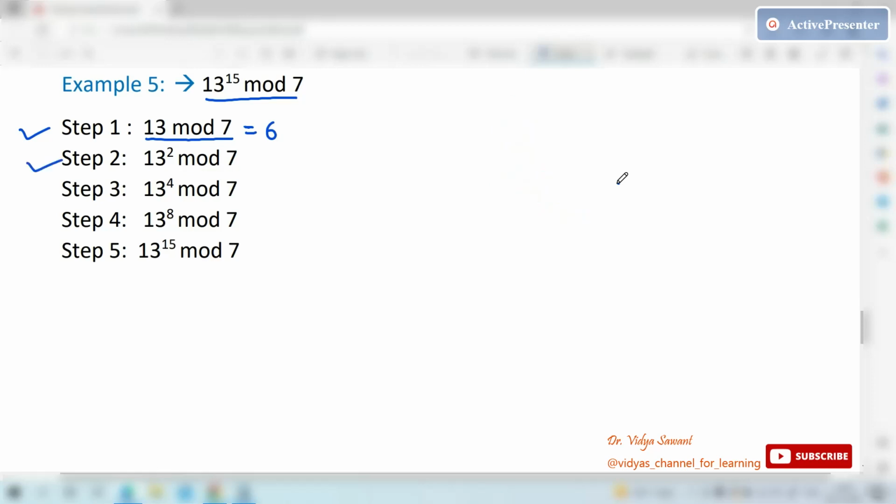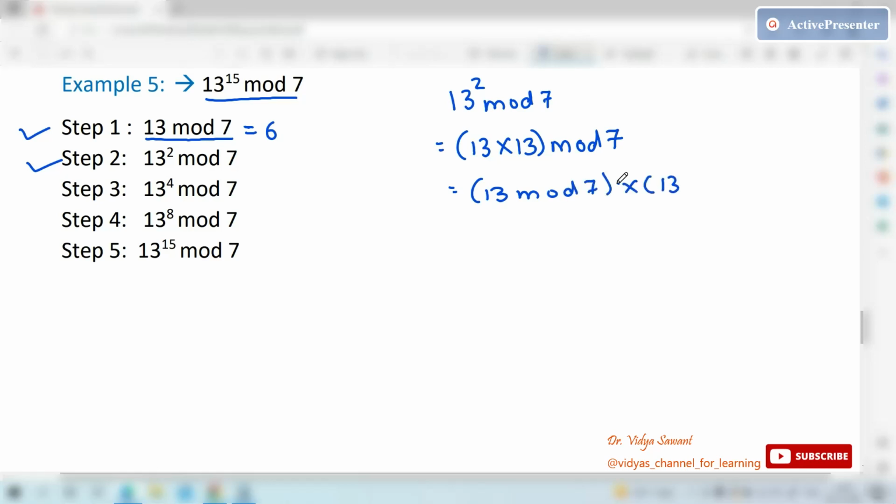The next step is to find out 13 raised to the power of 2 mod 7. So how do you do that? 13 raised to the power of 2 mod 7 can be written as 13 into 13 mod 7. If you separate out the brackets, it becomes 13 mod 7 into 13 mod 7. Now since you know what is 13 mod 7, 6 into 6, I get 36.